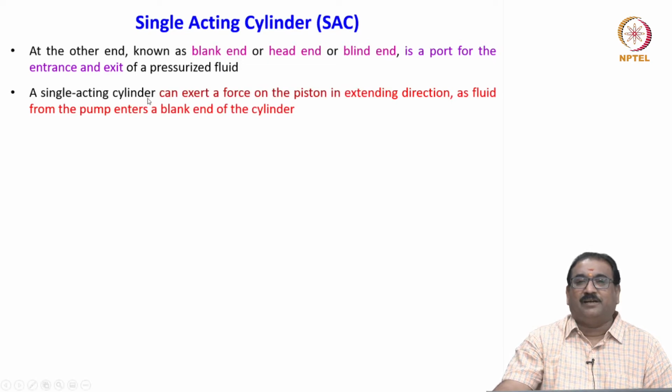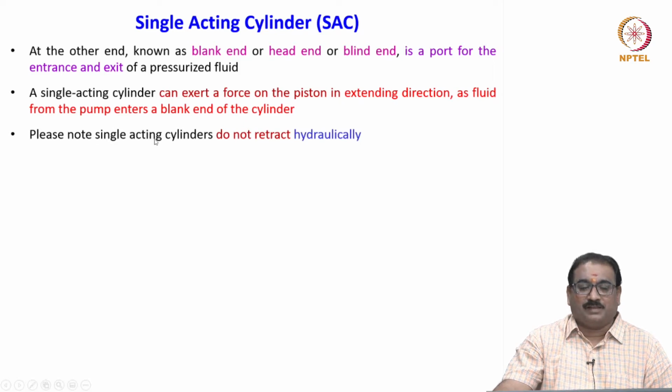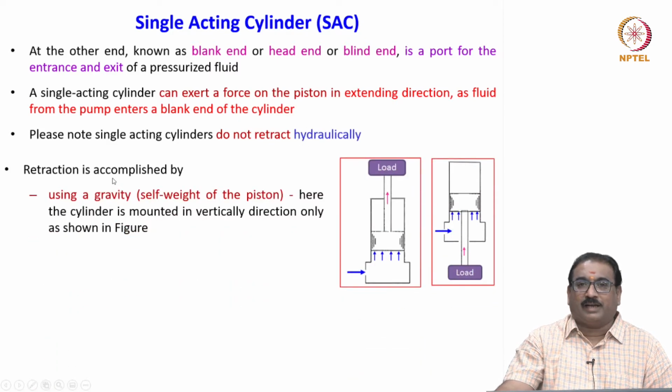A single acting cylinder can exert a force on the piston in the extending direction as fluid from the pump enters the blank end of the cylinder. Please note, the single acting cylinders do not retract hydraulically. So, how to achieve the retraction? Retraction is achieved either by using gravity, meaning the self weight of the piston, or some dead weight. Here the cylinder is mounted in a vertical direction only, as shown in the figure.